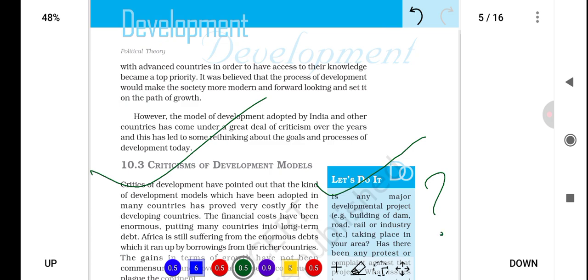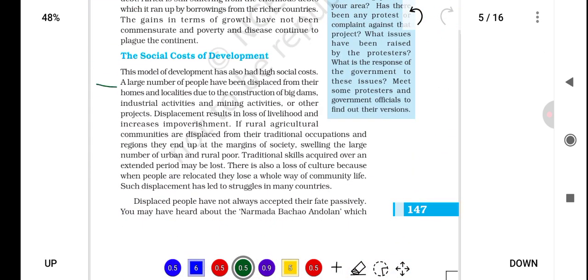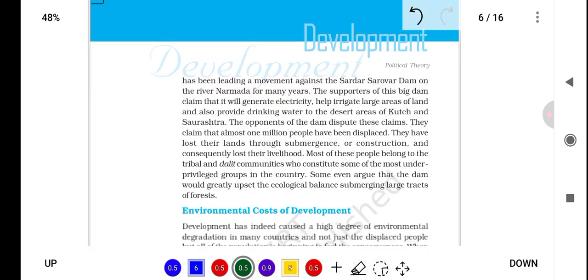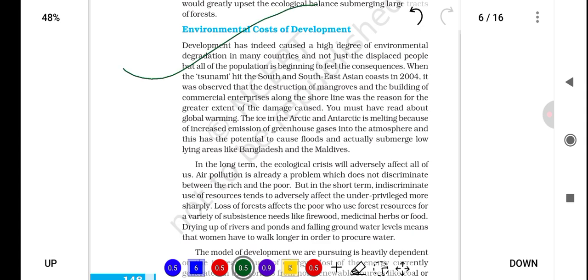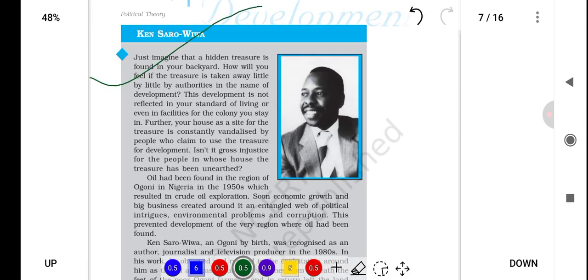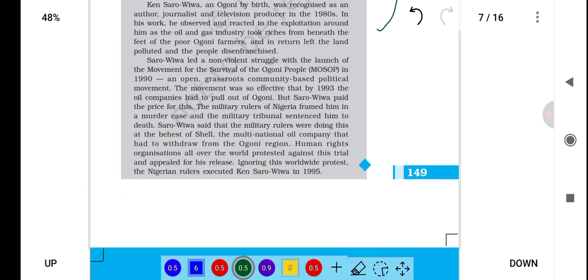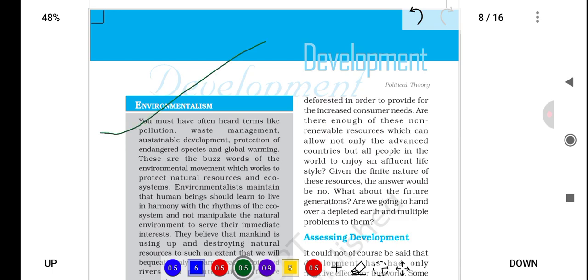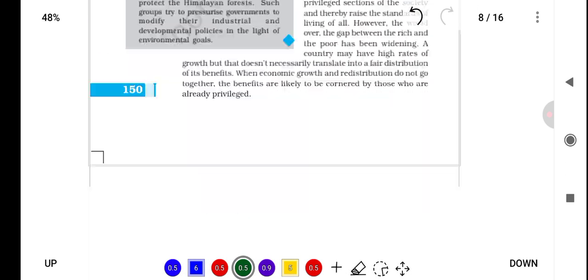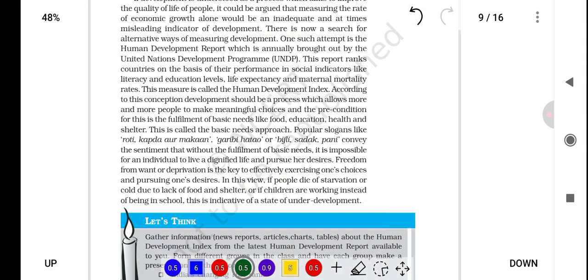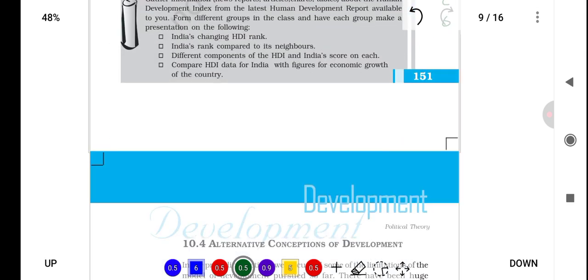Let's do it section for you guys. Please do attempt it and answer this question in the comment section below. Social costs of development, environmental costs of development. Ken Saro-Wiwa. So you can see how he protested against one anti-environmental act and how he was punished later on. Environmentalism, assessing development. Let's think section for you guys. Please answer it in the comment section below.